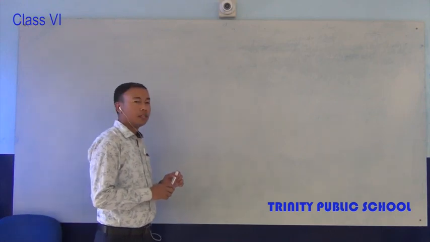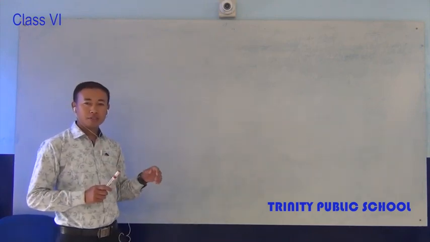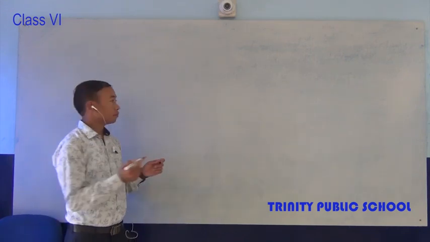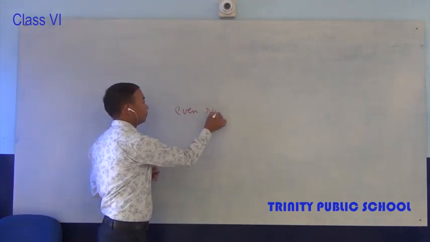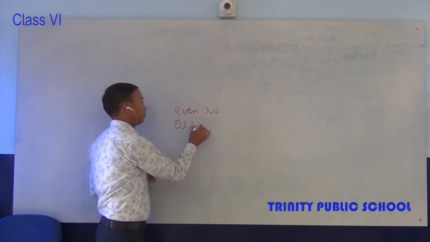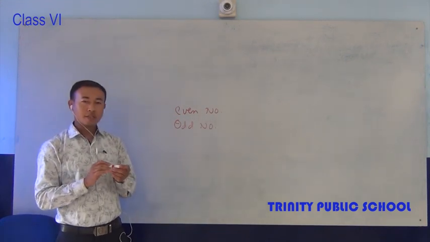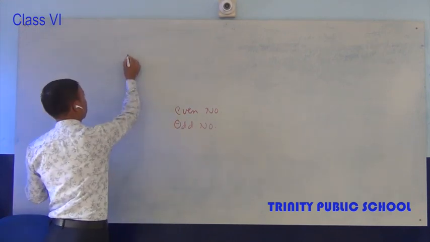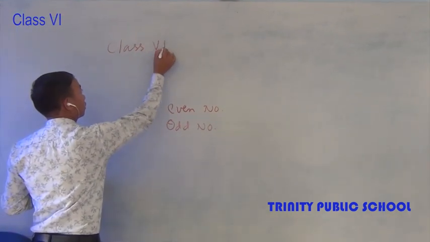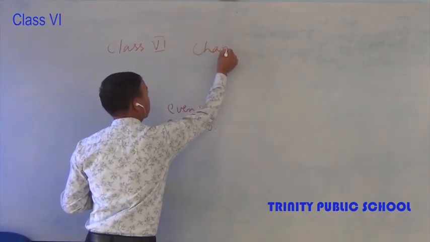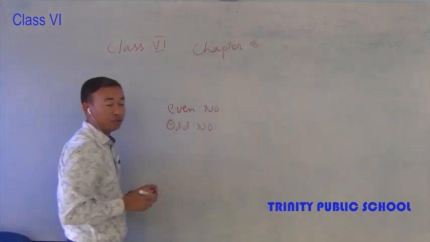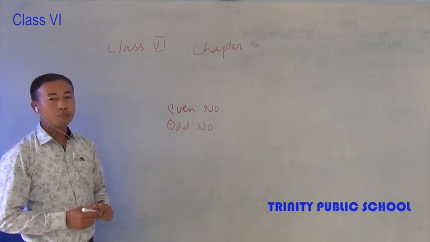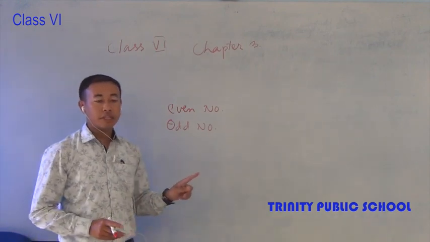Today, before starting our lessons, let me remind you of some classes we have done. In our previous classes, we have done about even numbers and odd numbers. So, in this class, let's discuss and learn about Chapter 3 and its continuation. In the previous classes, we have learned about exercise 3.1. So, in our class, let's discuss exercise 3.2.